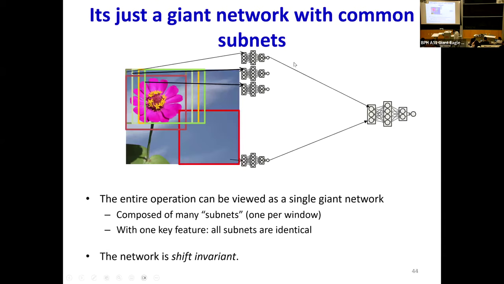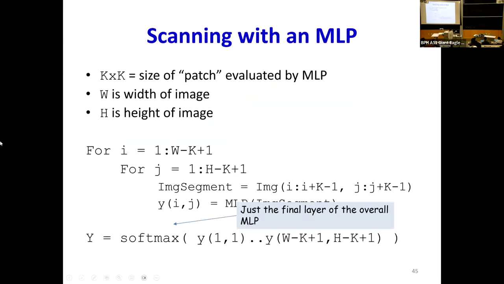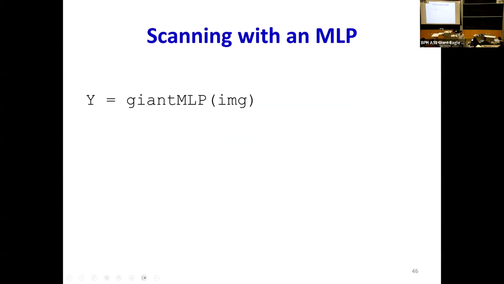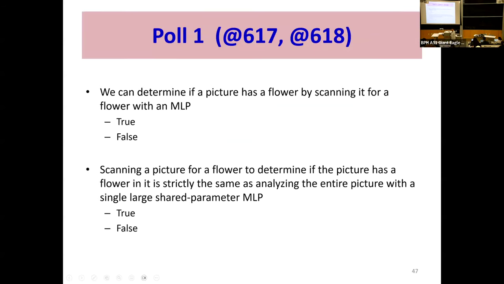But then once again, this entire thing is just one giant MLP with the one caveat that all of the lower layer subnets are identical in structure. And so that makes the network shift or position invariant. And so again, I can view this whole thing as just a giant MLP where the final softmax is the output layer. I could just have called it a giant MLP, right? And so, the first poll.